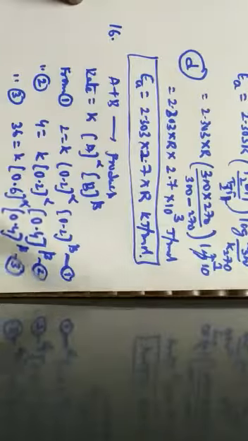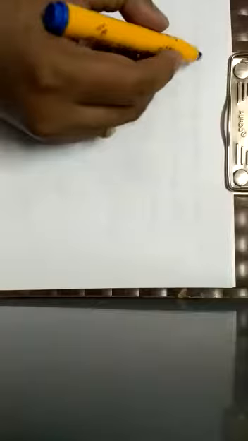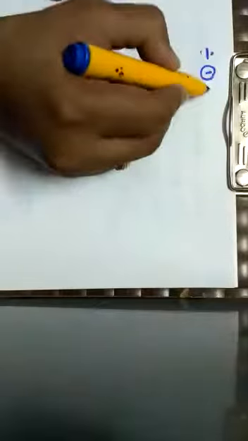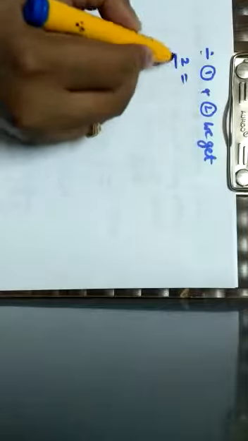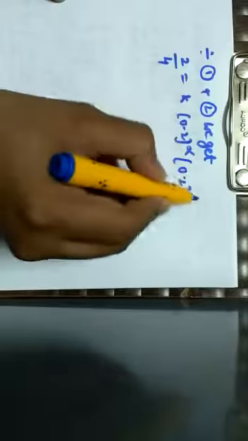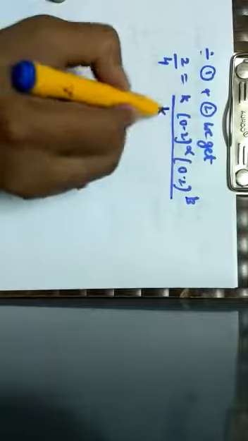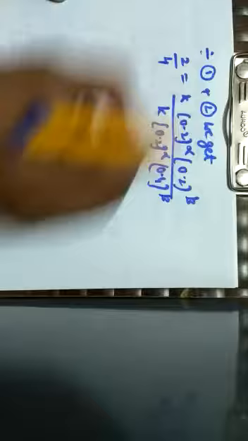So from all this data, now I'll divide equation 1 by equation 2. Dividing equation 1 and 2, we get: 2 by 4 is equal to k into 0.2 raised to alpha into 0.2 raised to beta, divided by k into 0.2 raised to alpha into 0.4 raised to beta.